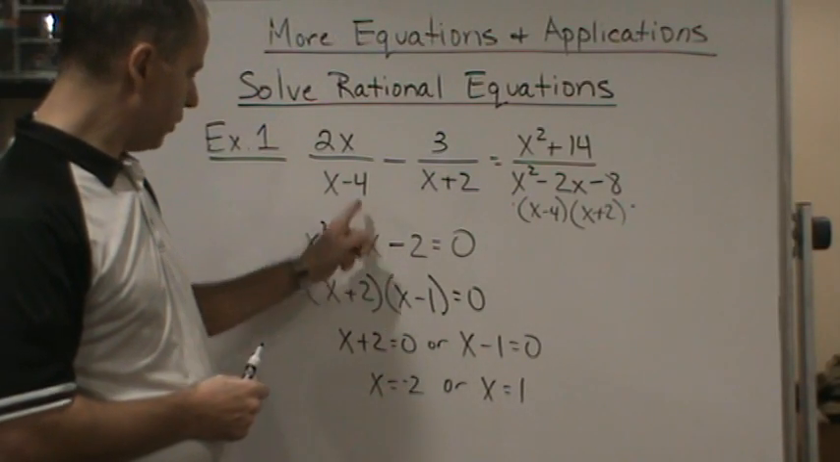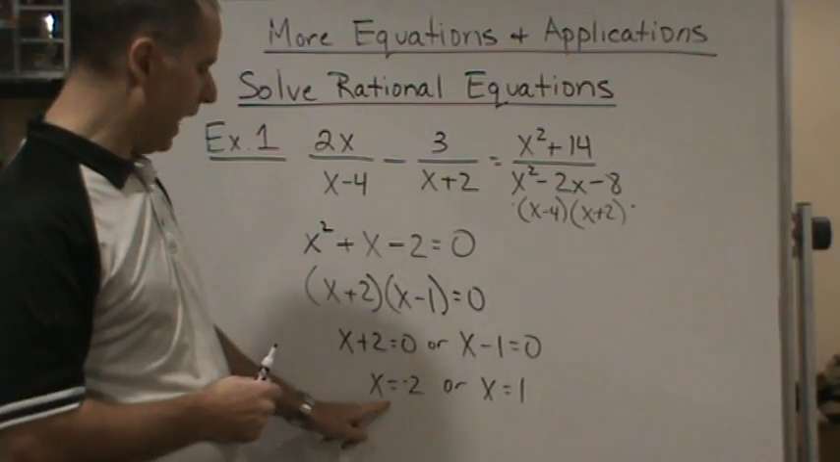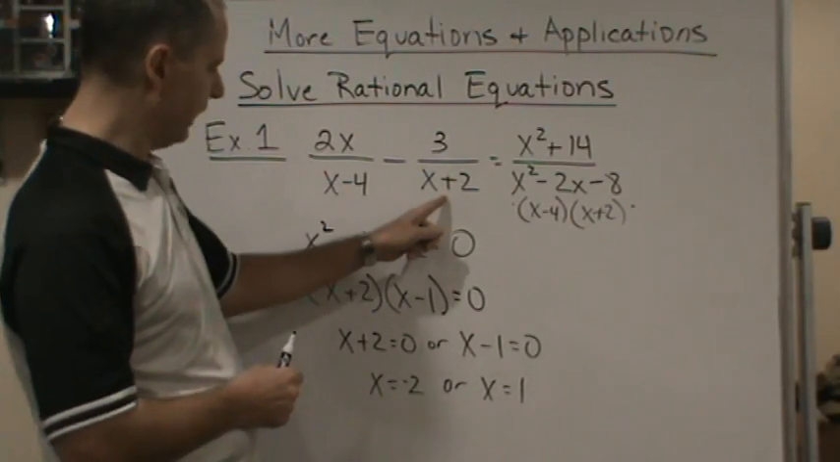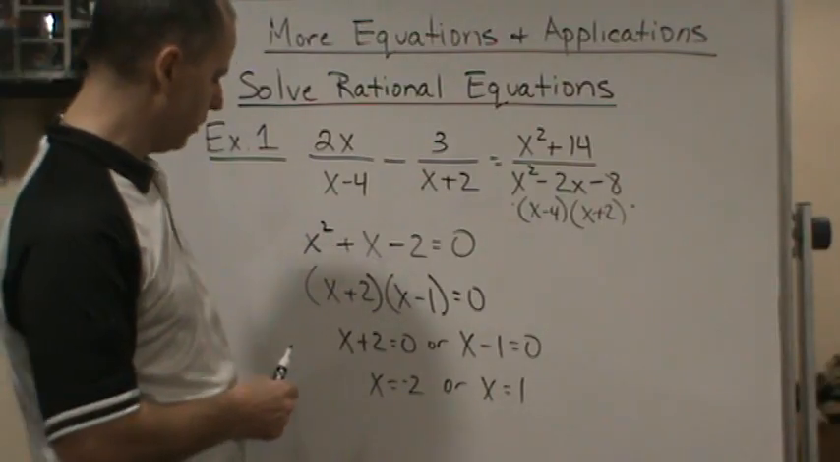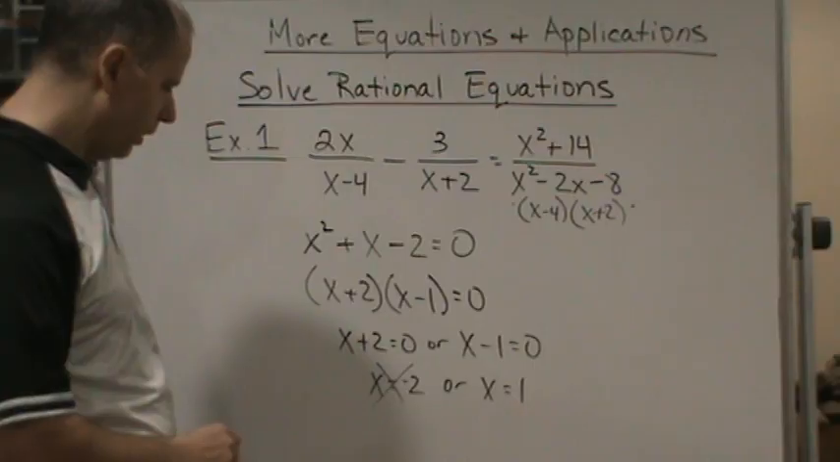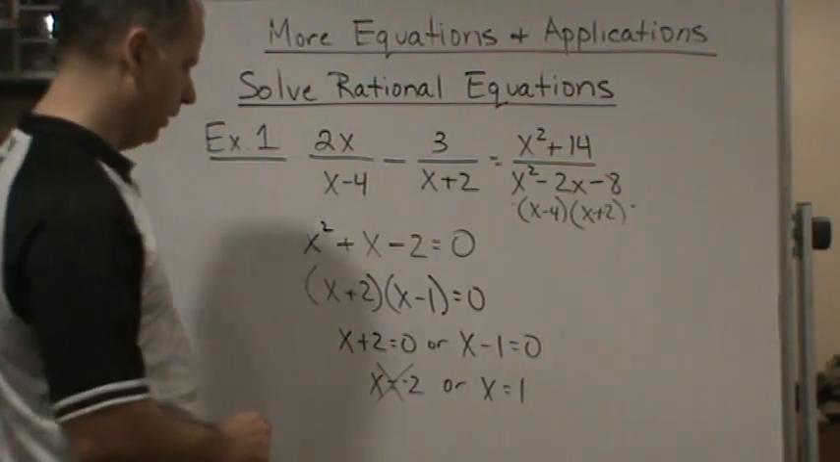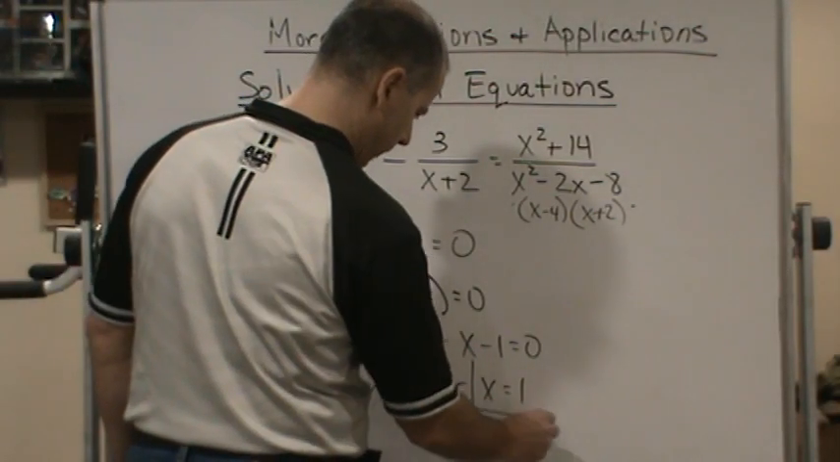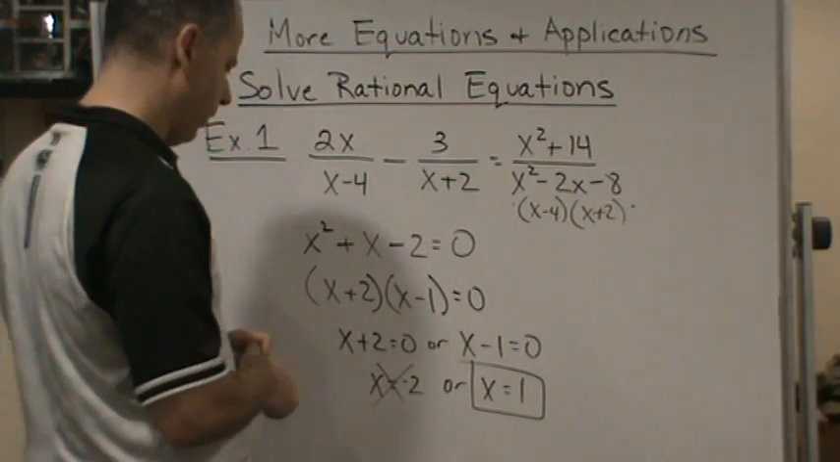It turns out to be a restricted value, so we cannot use it, because if we plug it in here, we'll get 0 in the denominator, and we can't do that. So this is not going to be a solution. Our solution is just x equals 1.